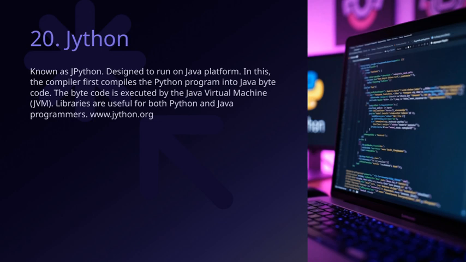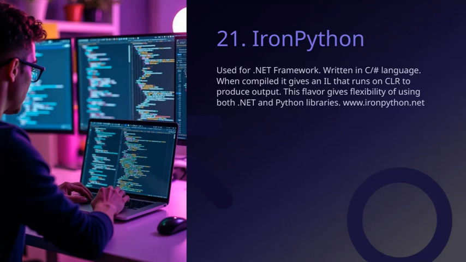languages. Libraries are a big part of this as well, since they can be useful for both Python and Java programmers, helping to share resources and tools across both communities. If you're interested in learning more or trying it out, you can visit www.jython.org. Overall, Jython exemplifies how interoperability can open up new possibilities for developers working within the Java ecosystem.